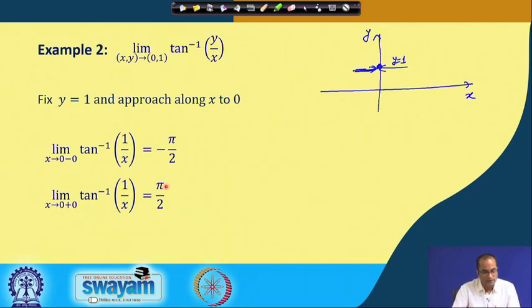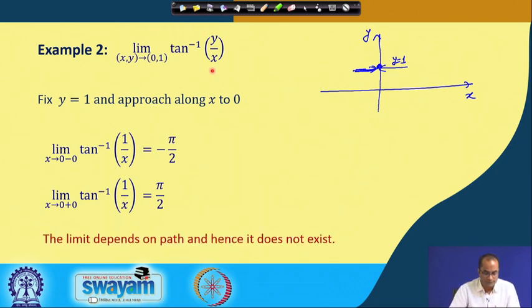So, again in this example we have seen that along two different paths we have two different limits. So, what we can conclude is that again the given limit, as (x, y) goes to (0, 1) of tan inverse y over x, does not exist, because this limit depends on the path.